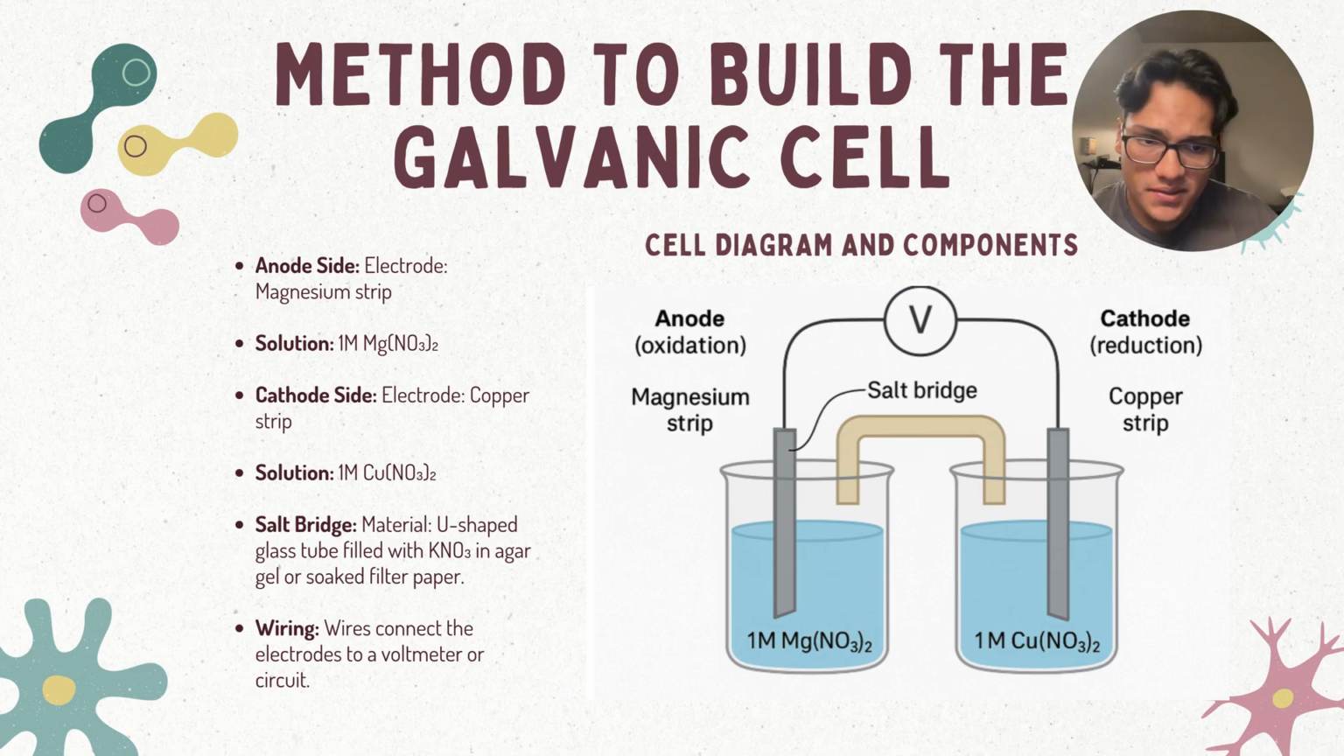Between the two beakers, the yellow bridge you can see in the middle, we placed a salt bridge made of filter paper soaked in potassium nitrate, KNO3. This allows ions to flow and maintain electrical neutrality while preventing solutions from mixing. Finally, wires connect the electrodes to a voltmeter or any device we want to power, allowing the electrons to travel from the magnesium to the copper, generating an electric current.